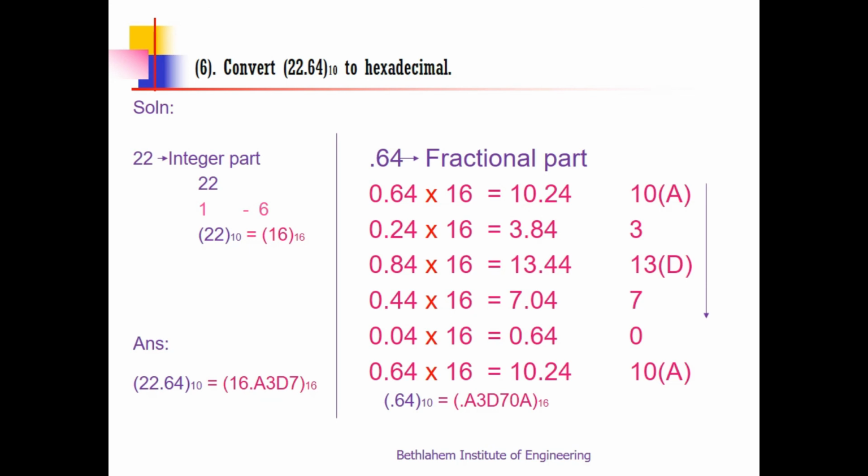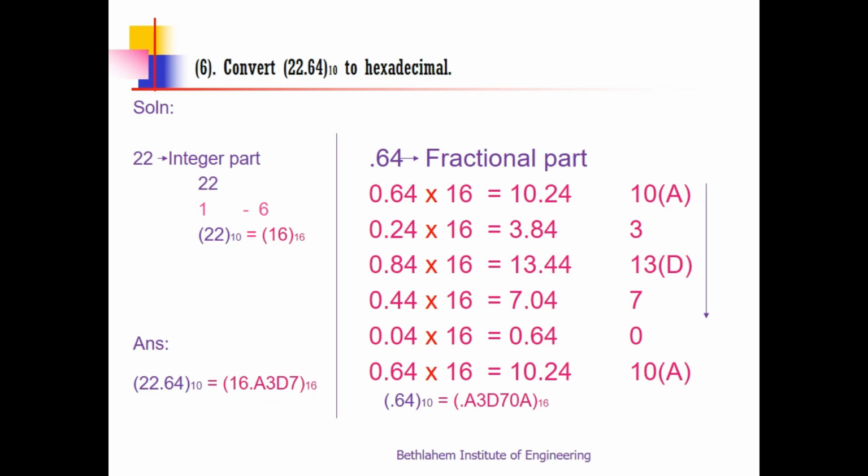And we are asked to convert to hexadecimal, so I have to divide by 16. While dividing this integer part, that is 22 by 16, the quotient is 1 and the remainder is 6. So we can't further divide this 1 by 16, so we can stop with this. Then you have to write the answer. 22 to the base 10 is equal to 16 to the base 16.